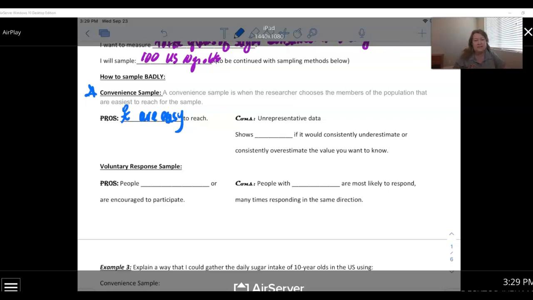So the con is that it's not really going to be representative. So it can actually show some biases, okay, if it would consistently underestimate or consistently overestimate the value of what you want to know.